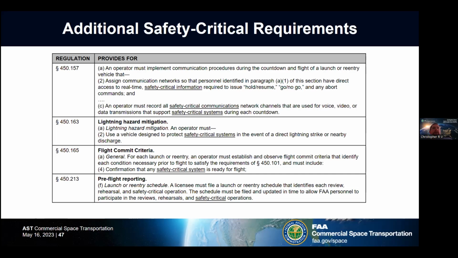And finally, 450.213, pre-flight reporting. A licensee must file a schedule that identifies each review, rehearsal, and safety critical operation. The schedule must be filed and updated and allow for the FAA personnel to participate in the reviews, rehearsals, and safety critical operations.